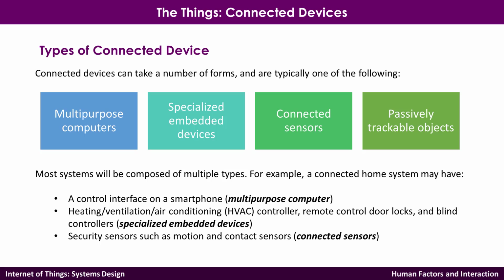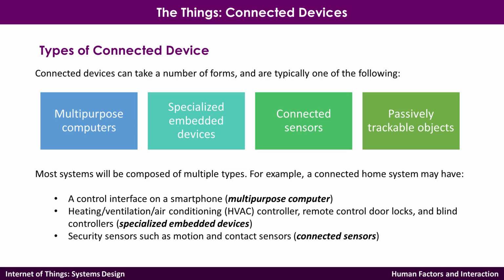Then you have the connected sensors, for example, security sensors such as motion sensors or contact sensors. They are very much focusing on sensing tasks and then emitting some kind of results to the control center.